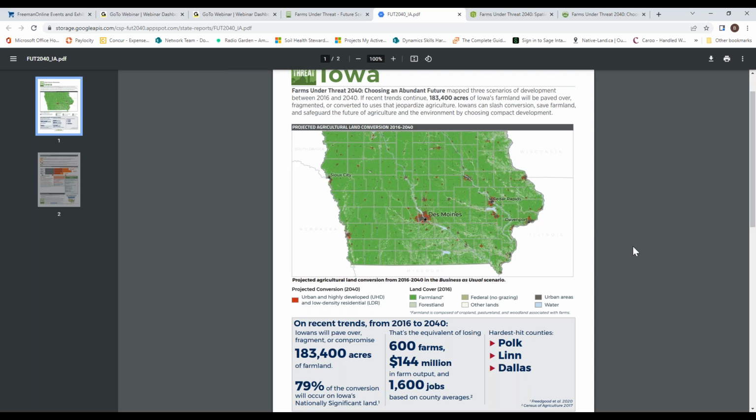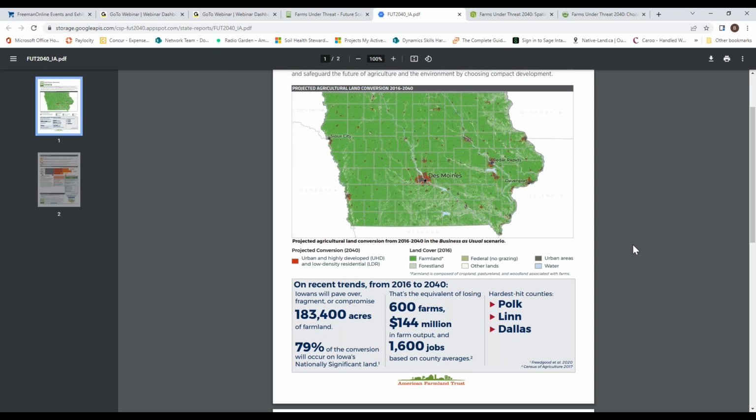So again, here you see the projection of 183,900 acres of projected conversion, of which 79% is likely to occur on Iowa's nationally significant land, of course, because you have so much of it. But you see here that what we did is that we took that projection and we tried to translate it into what we think the economic impact and the sort of broader impacts of this loss will be.